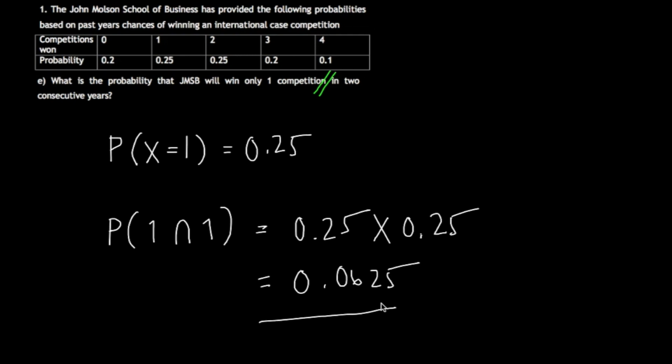Okay, so to recap, there are 2 parts to this question. The probability of winning one competition, what is it? It's 0.25. We know that right here. And then the second part, what if we won one competition in 2 consecutive years? So only one competition in each year for the next 2 years. So that's the probability of winning one competition in year 1 and one competition in year 2. So 0.25, which we have right here, times 0.25, which we have again, and that's 0.0625. Okay, so let's go to question F.